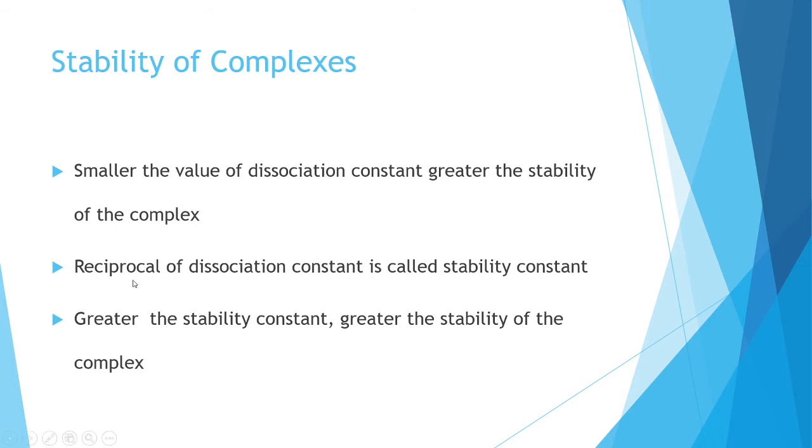In other words, the reciprocal of the dissociation constant is called the stability constant. So if the value of the stability constant is greater, the stability of that complex will be greater. That means no reaction will take place, or the reaction will take place only slowly. So the stability constant and the dissociation constant are just inverse. The smaller the dissociation constant, the greater the stability of the complex. In other words, if the stability constant is greater, then the complex is more stable. That is the stability of coordination complexes.